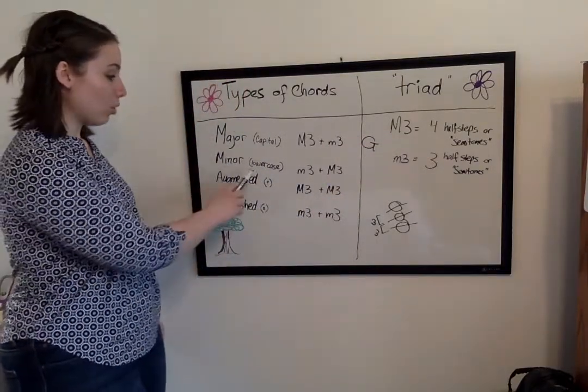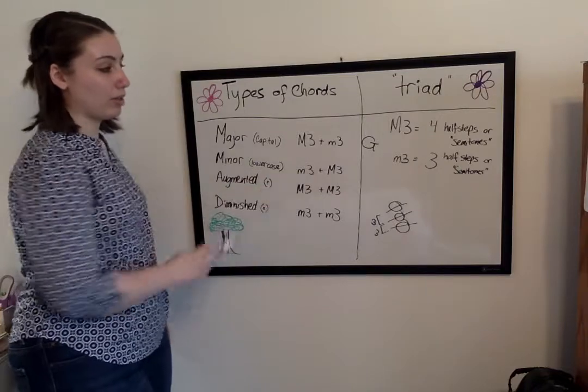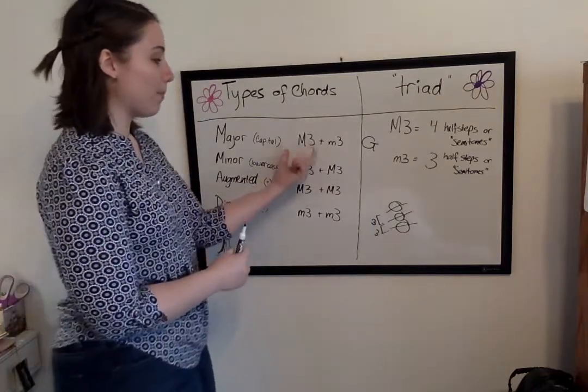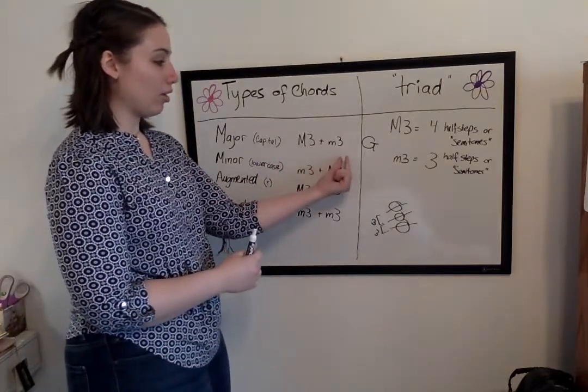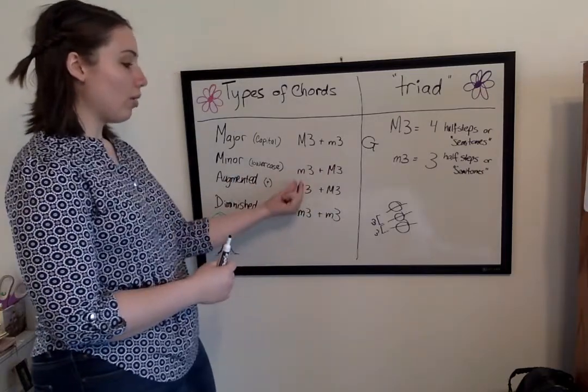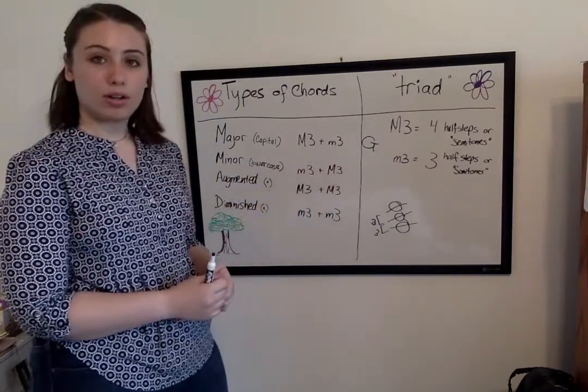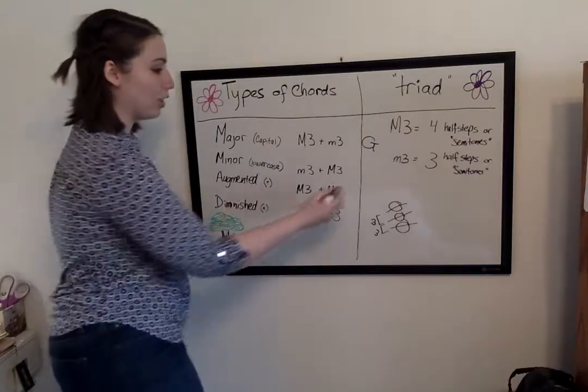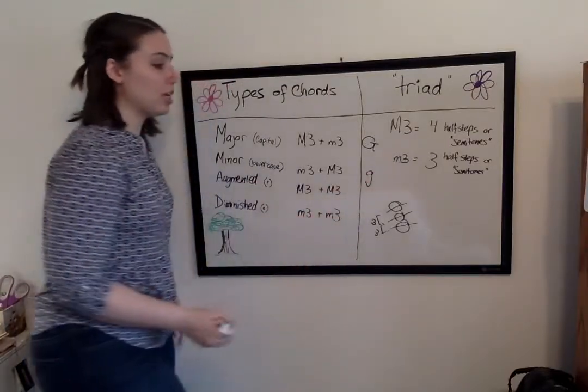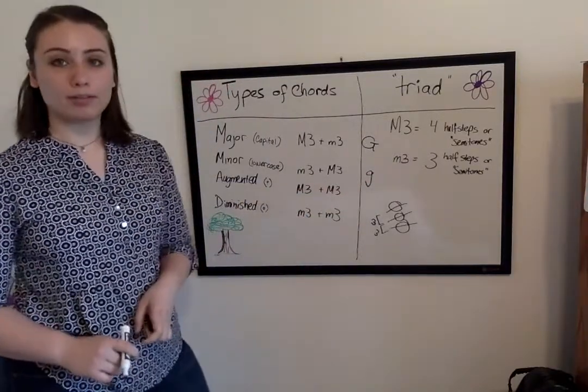Now, a minor chord is a minor third plus a major third. So here we have our big third and a little third. And then for our minor chord, we have a little third and a big third. So that is represented by a lowercase letter. I'd look at that and say, that's G minor.